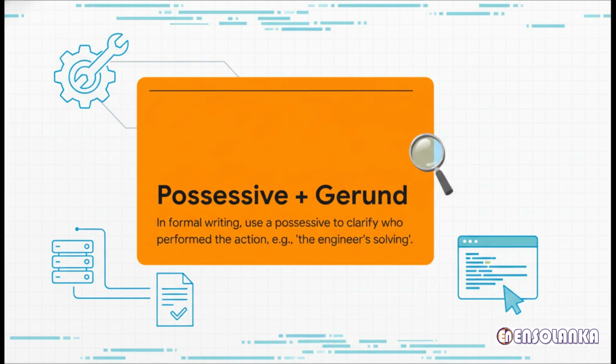Now, this next one is a bit more formal, but it's all about precision. In a report, saying "the engineer's solving" is just a bit sharper than "the engineer solving." Why? Because it makes it crystal clear who did the action. And when you're keeping records, that kind of clarity is a big deal.